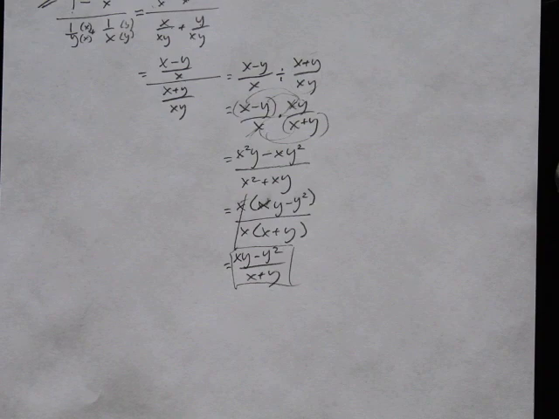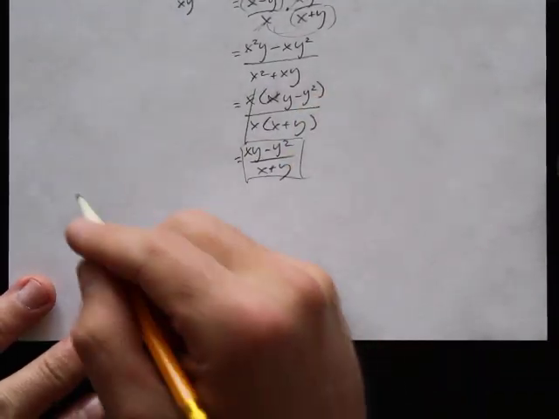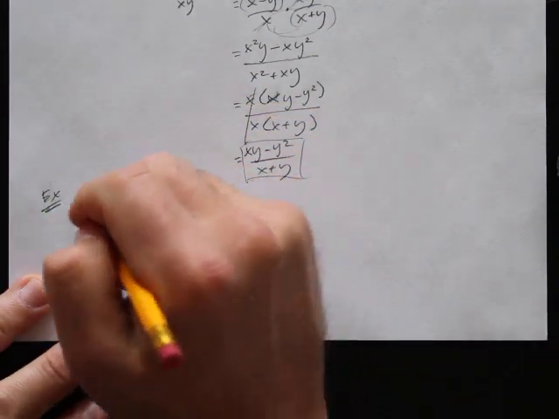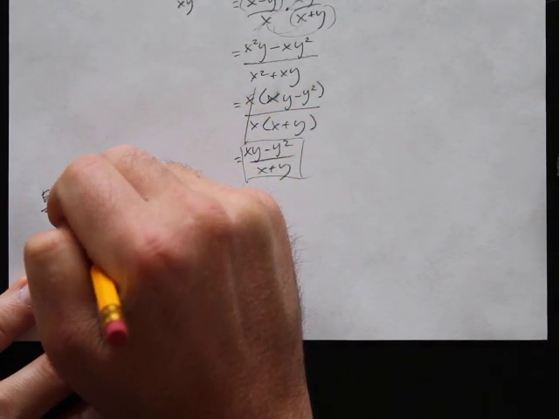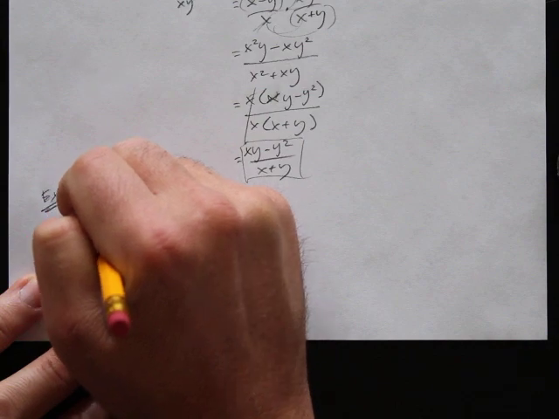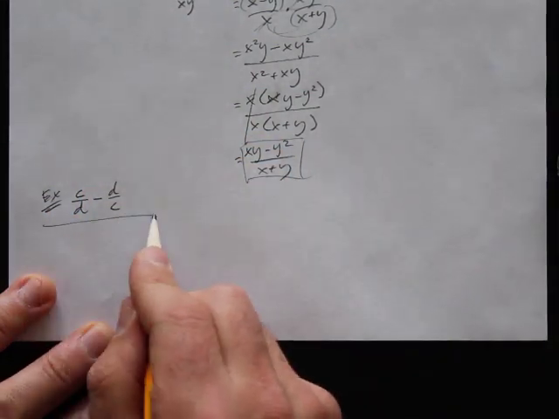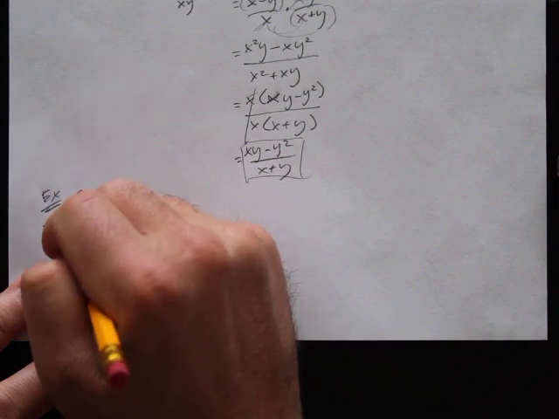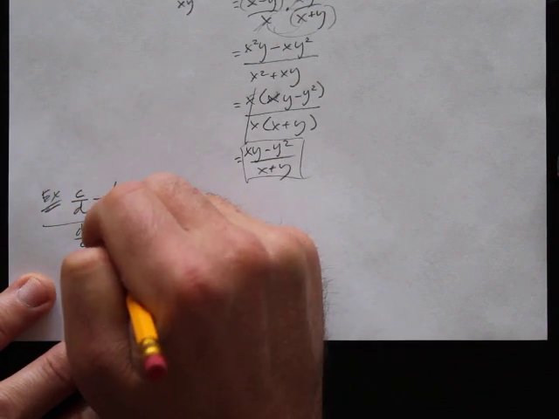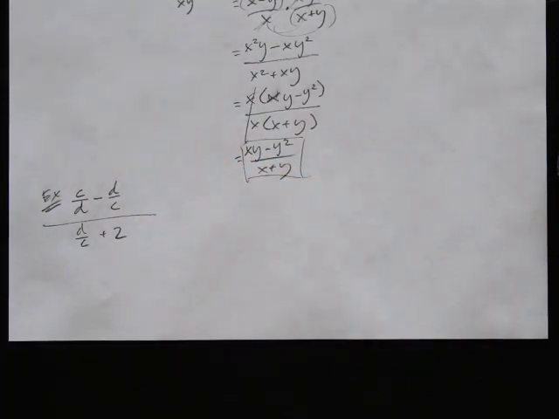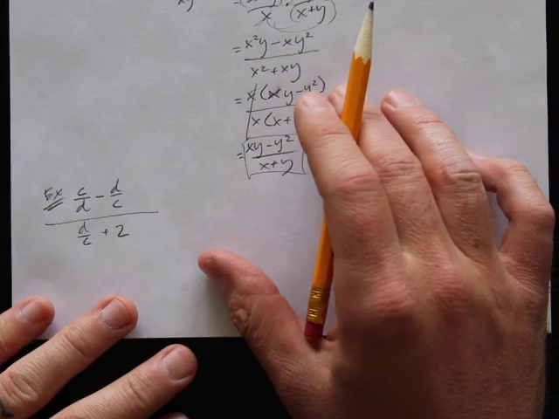Last one, let's do one more. Why not? We're here, might as well. C over D minus D over C, all over D over C plus 2. All right, I'm running out of room here, but it's okay.